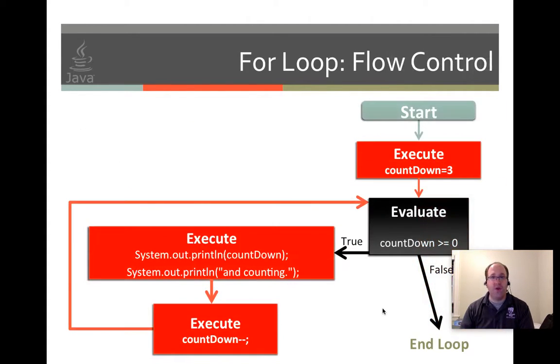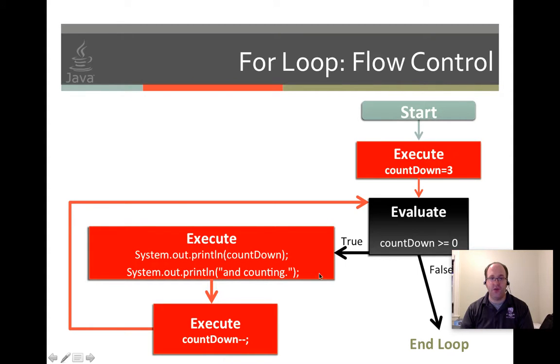So the general flow of a for loop. As the loop starts, we will initialize the loop control variable and check it. Is the loop control variable less than the condition that's stated? If it's true, do whatever it says in the loop body. Then update the loop control variable and check again.